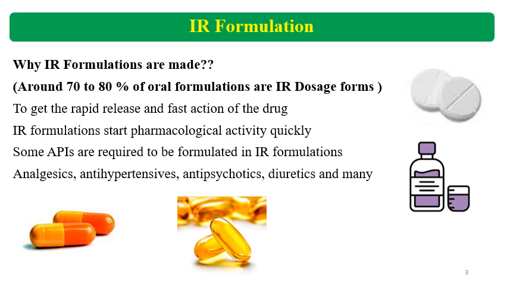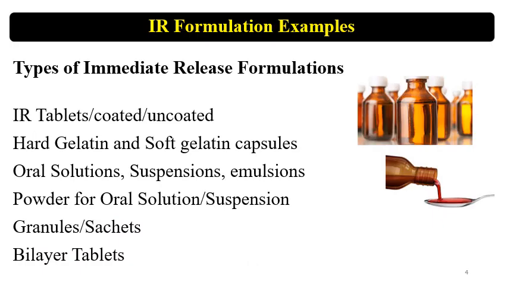Some APIs are required to be formulated in the IR formulations. There are many examples of the drug substance classes which are required to be formulated as immediate release formulation. Examples like analgesics, antihypertensives, antipsychotics, diuretics, and many of the APIs are formulated into immediate release dosage forms.